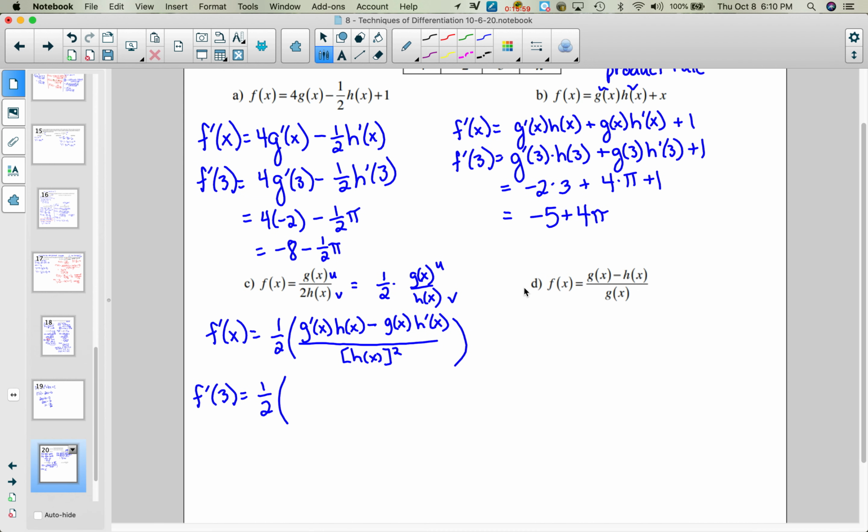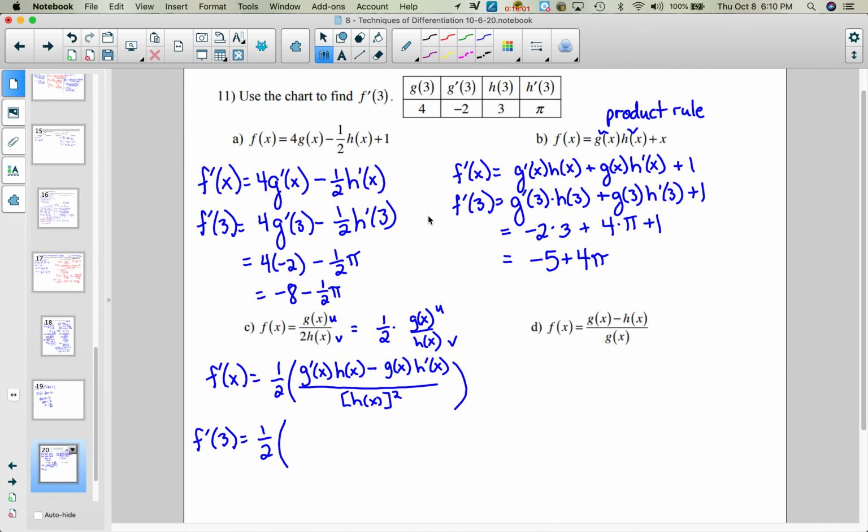So I'm going to put in g prime of 3 is -2. h of 3 is 3. Minus g of 3 is 4, times h prime of 3 is pi, all over h of 3 was 3 squared.